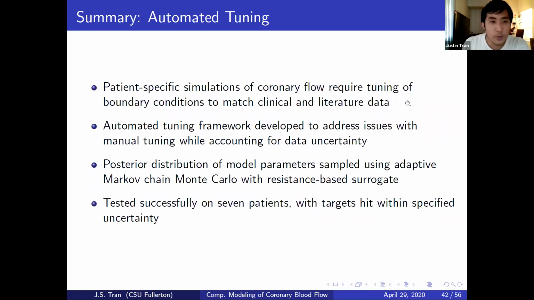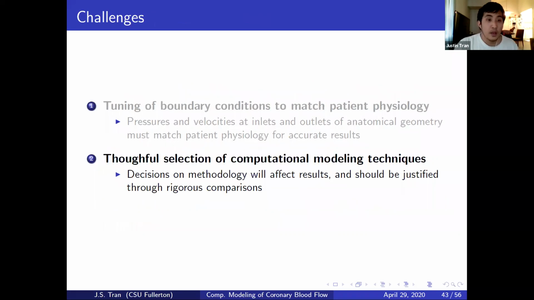So, the summary of this project. We want to run patient-specific simulations, and we recognize that a big step towards this is to tune our boundary conditions such that we match our data as closely as we can. The goal of this project was to develop an automated framework to tune these boundary conditions so that we match the data as closely as we can. The way we did this was by sampling from the posterior distribution using a Markov chain Monte Carlo method, so it's a Bayesian style method. When we tested this on 7 different patients, we found that we hit our targets within at least their specified uncertainty.